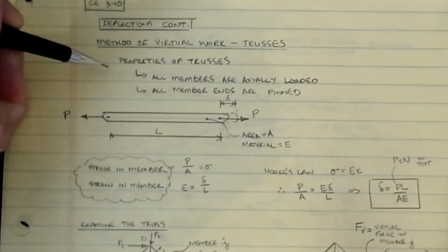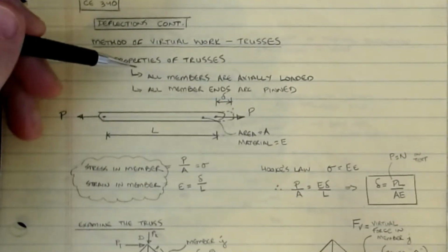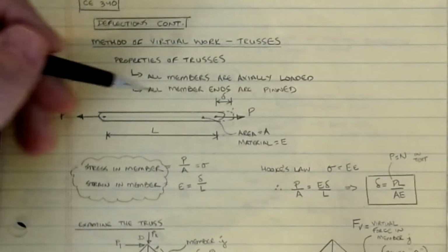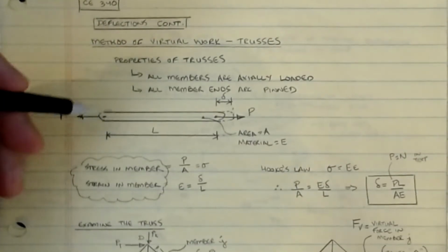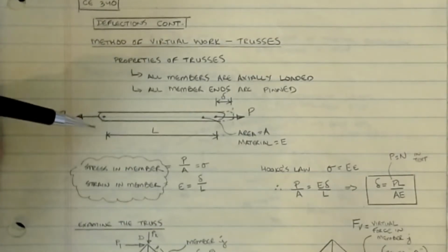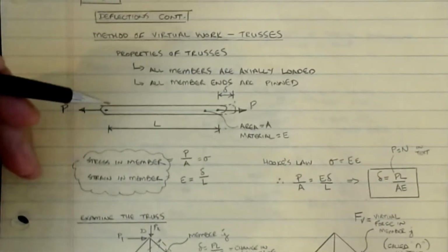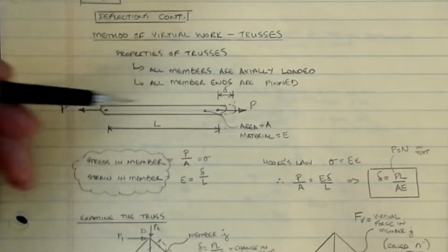First thing we need to do is remember the basic properties of trusses. All members are axially loaded, all members are pinned at the ends, and all members are straight. All of that means that there's no moment anywhere in an axial member. It's just either a member in tension, which is what I have drawn here, or in compression. We can use our methods for compression members as well, it's just that we're going to neglect the effects of buckling and any increase in displacement.